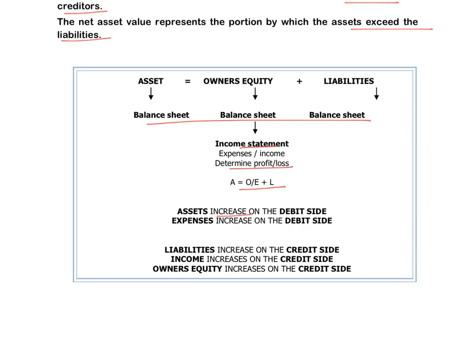Assets increase on the debit side, expenses increase on the debit side, liabilities increase on the credit side, income increases on the credit side, and owner's equity increases on the credit side.